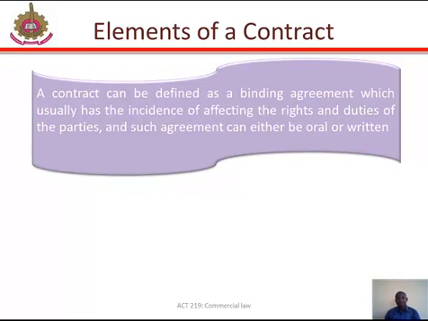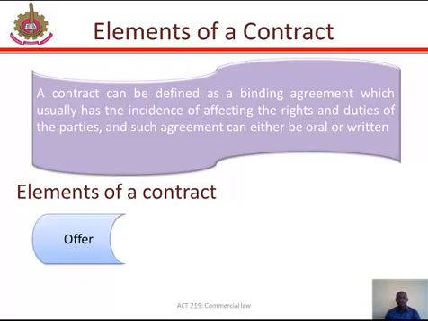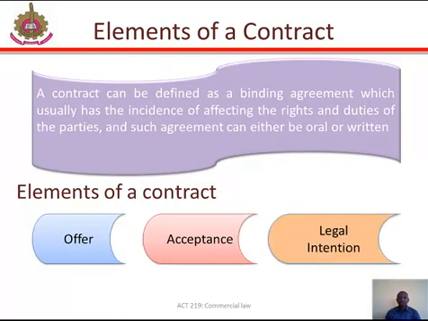A contract can be defined as a binding agreement which usually has the incidence of affecting the rights and duties of the parties involved, and such an agreement can either be oral or written. For a contract to be acceptable in the face of law, there are some essential elements that must be present. These elements are offer, acceptance, consideration, and intention to create legal relation.